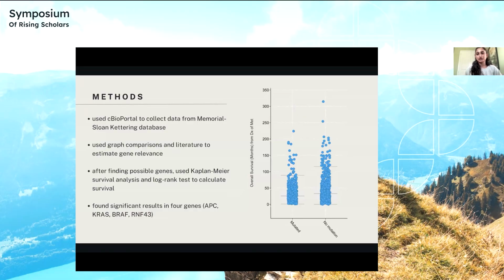So using existing research methods, I was able to narrow down to four genes, which were APC, KRAS, BRAF, and RNF43. And then I used Kaplan-Meier survival analysis and a log-rank test to calculate the p-value. And depending on that, that's how I estimated whether or not a gene was relevant.